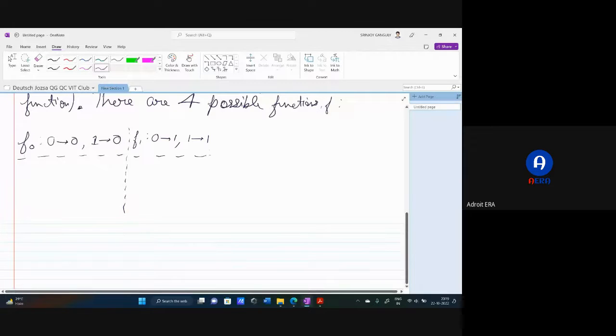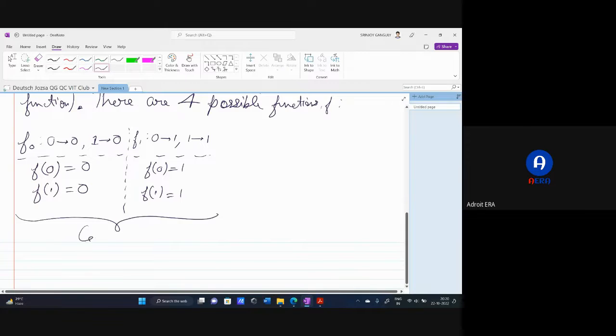So let us elaborate a bit more. If you put f of 0 as the input, the output is 0, then f of 1 as the input, but you get 0. Similarly, f of 0 is 1 and f of 1 is 1. So what is this? This is the constant function.